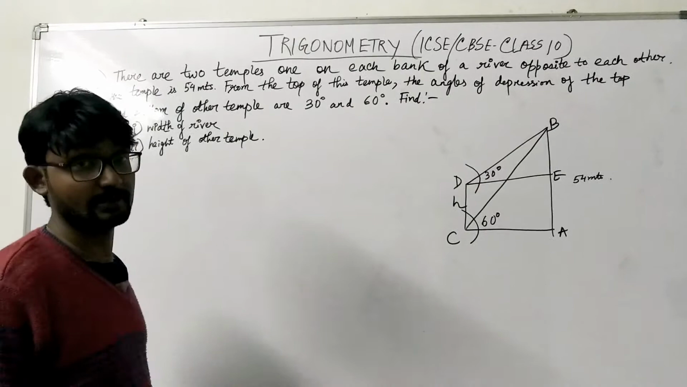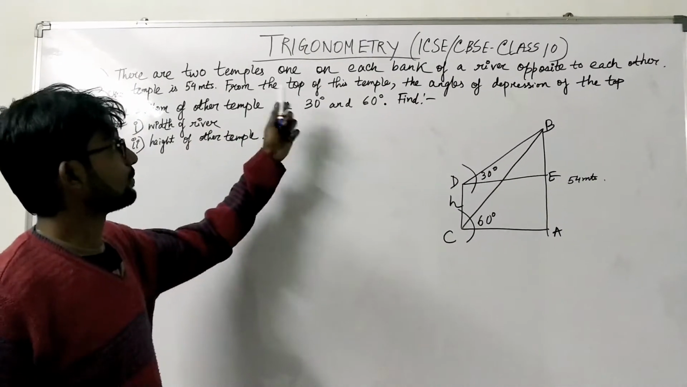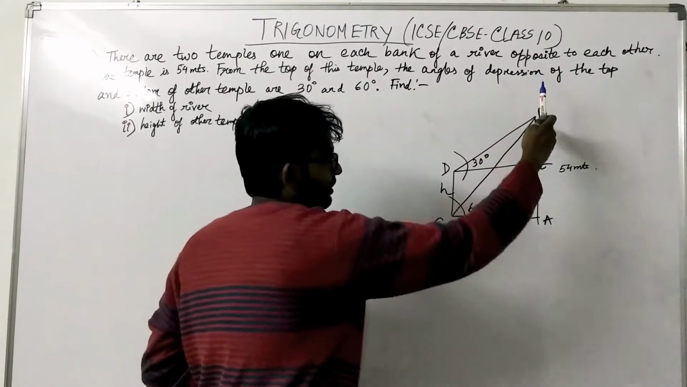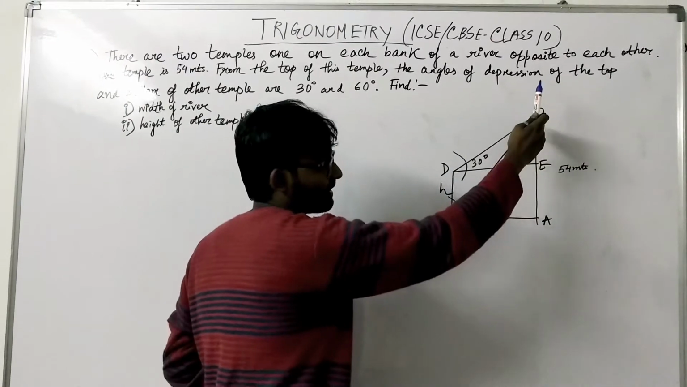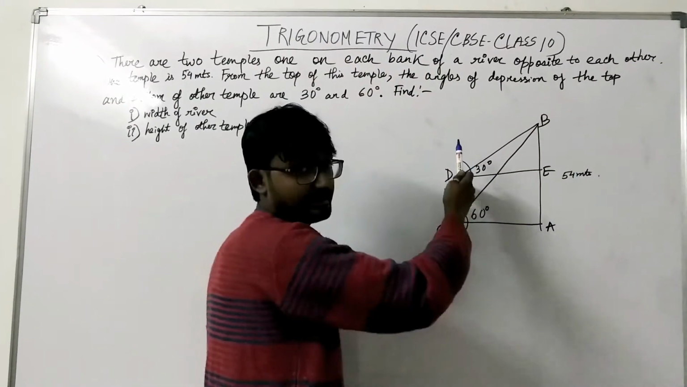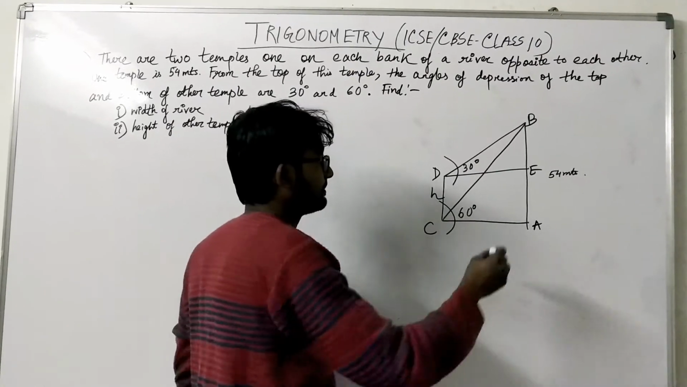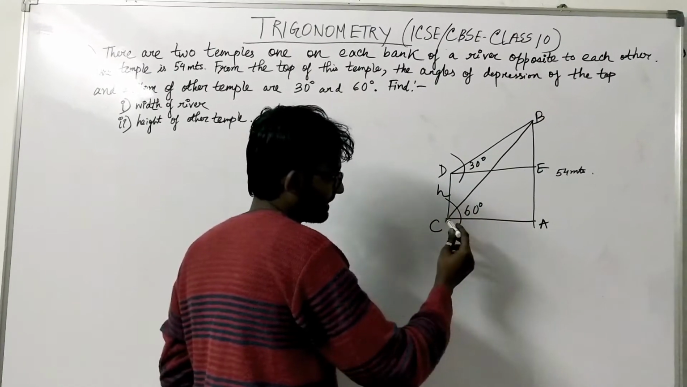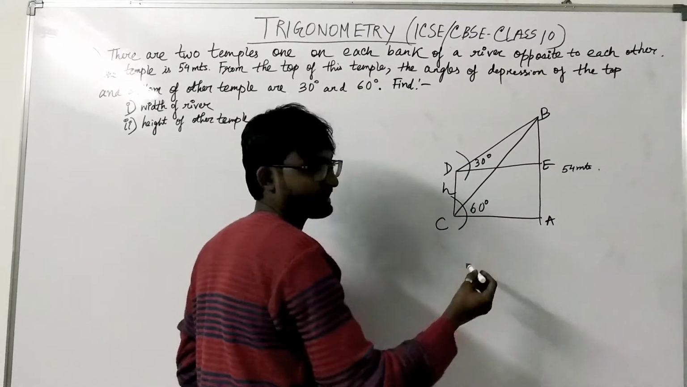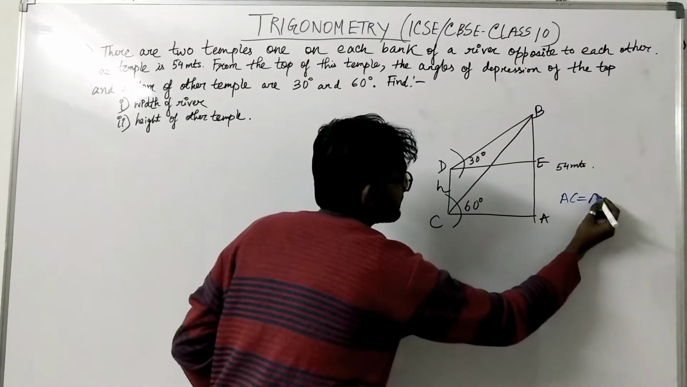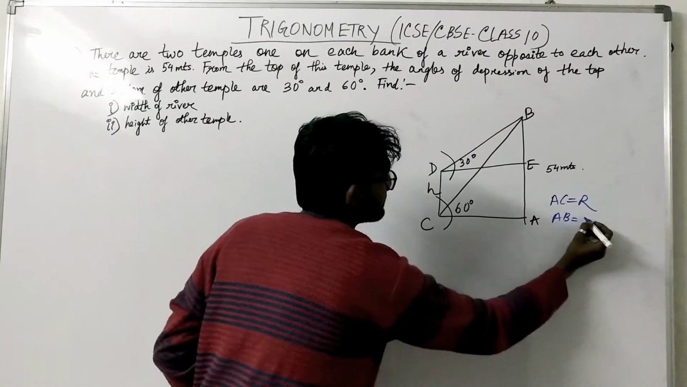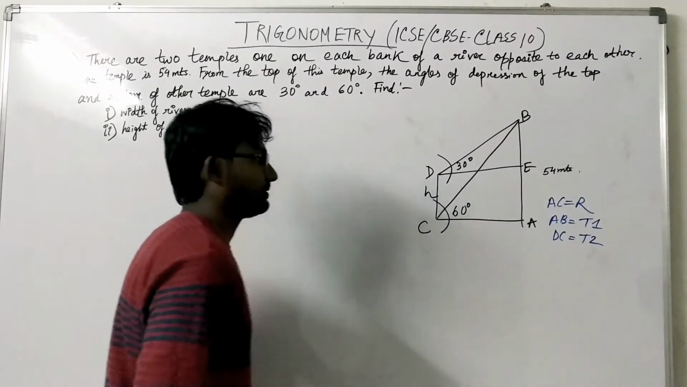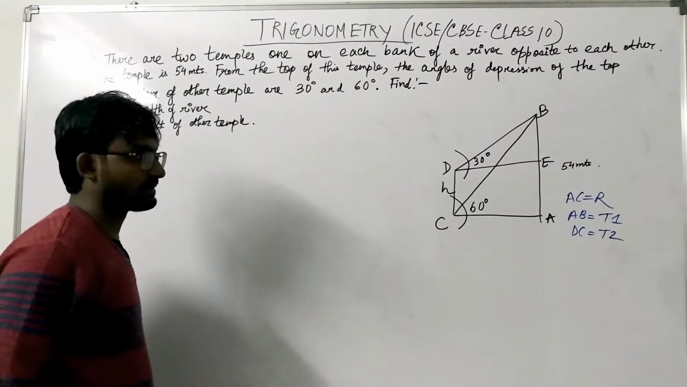Now problem number 3. There are 2 temples, one on each bank of a river, opposite to each other. Let us consider AB as one temple, and CD as the other temple. So AB and CD are the 2 temples standing opposite to each other, and in between there is a river. Let's consider AC as the river. AB is temple 1, and DC is temple 2. You can note it down for your reference.